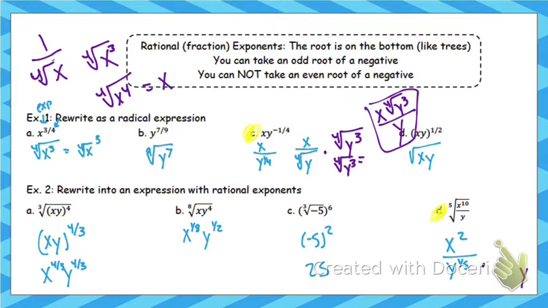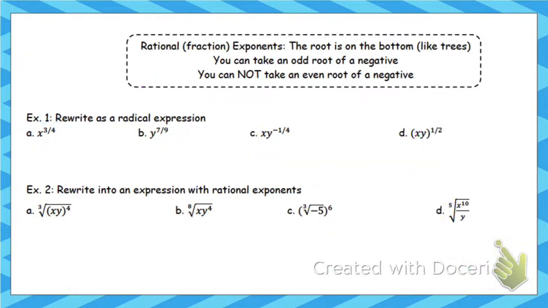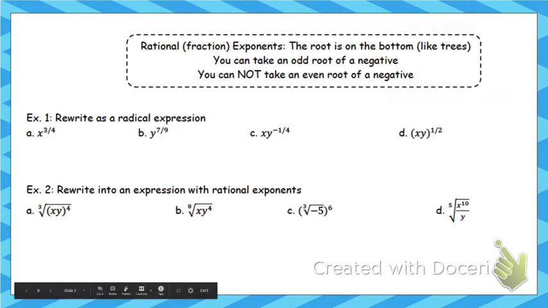So in order to get there, I would need to multiply by y to the 4/5. If I multiply the bottom, I also multiply the top. So that would give me x squared y to the 4/5 over y. And we'll do some more rationalizing here in a second, but I wanted you guys just to go ahead and see that and know that that's coming up.